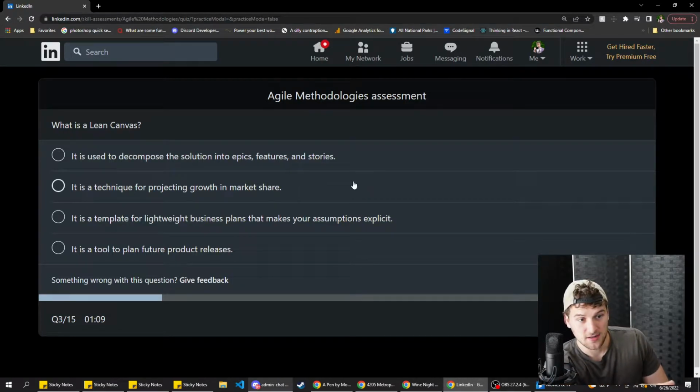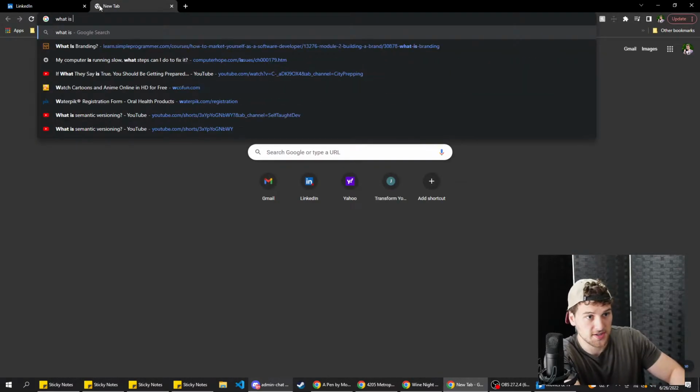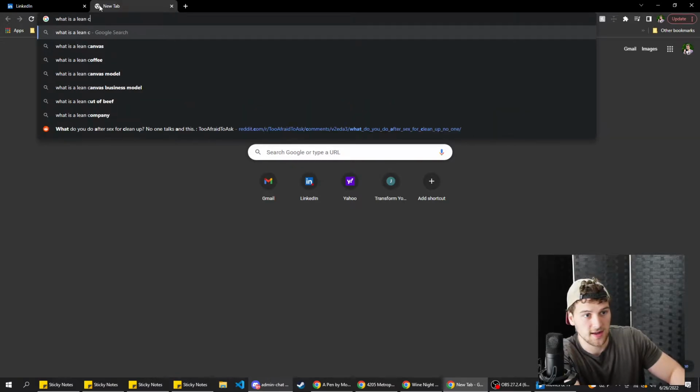What is a lean canvas? No idea. It is used to decompose the solution into epics, features, and stories. Maybe. It is a technique for projecting growth in market share. It is a template for lightweight business plans that make your assumptions explicit. It is a tool to plan future product releases. I'm not sure. What is a lean canvas?